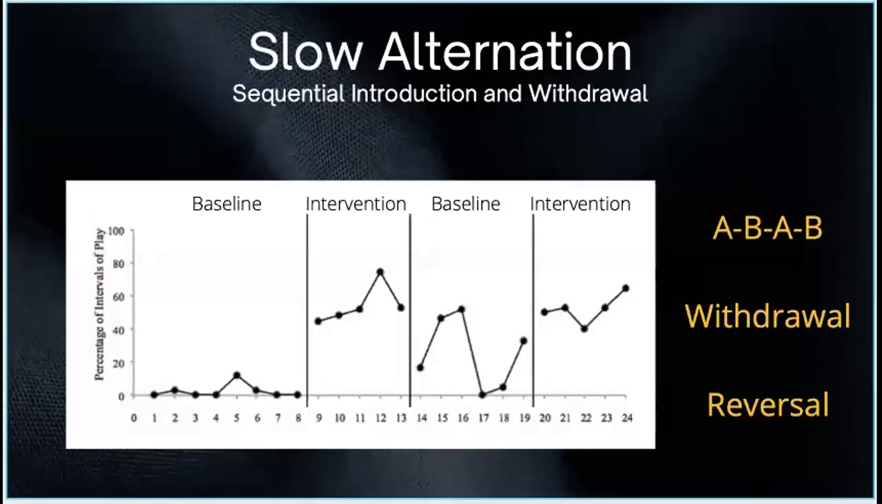The first type of design is sort of the prototype single case design that if someone knows about single case, this is the design they might know about. It's a slow alternation of conditions, sometimes called sequential introduction and withdrawal. In these types, you generally start with a condition without any intervention in effect, or baseline.